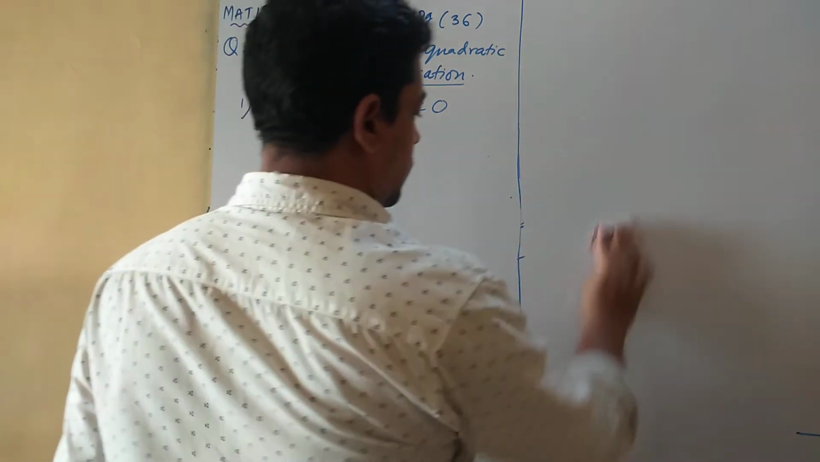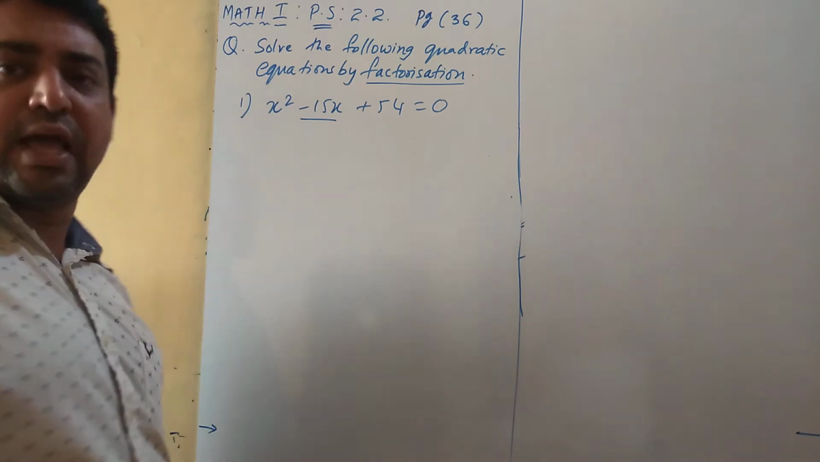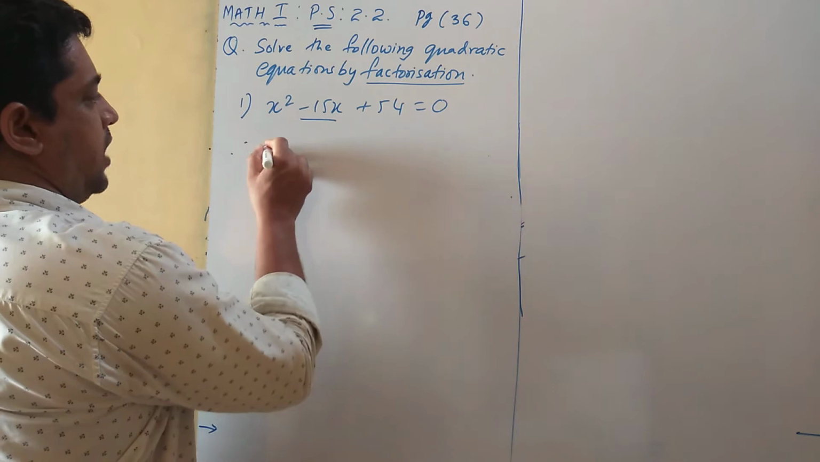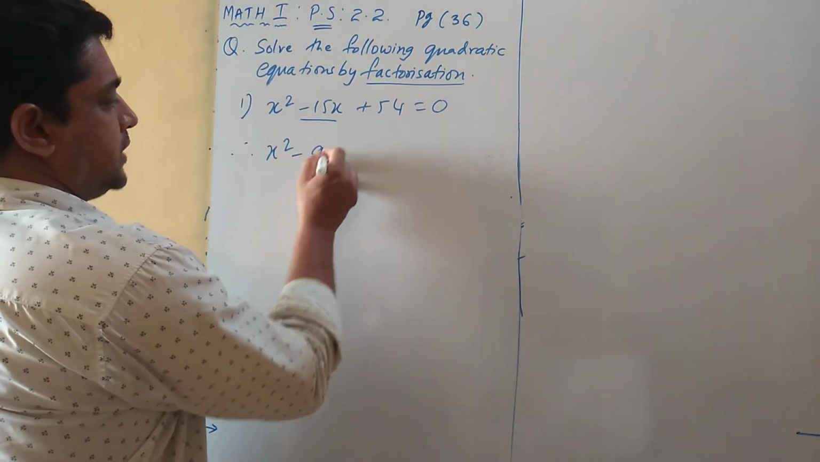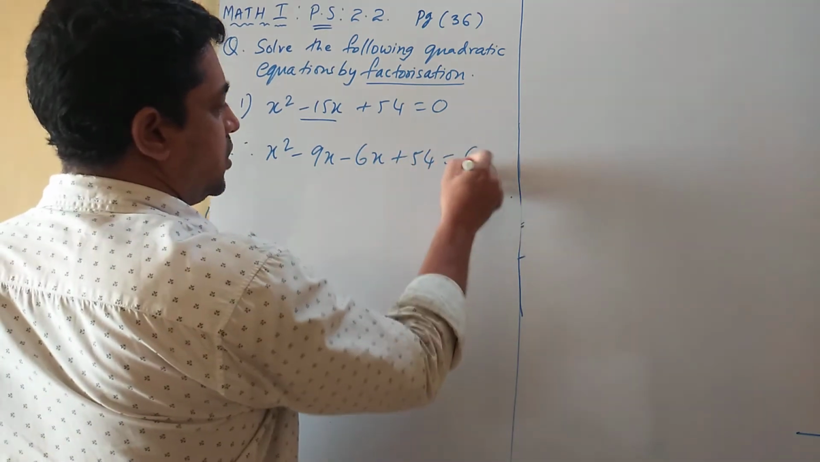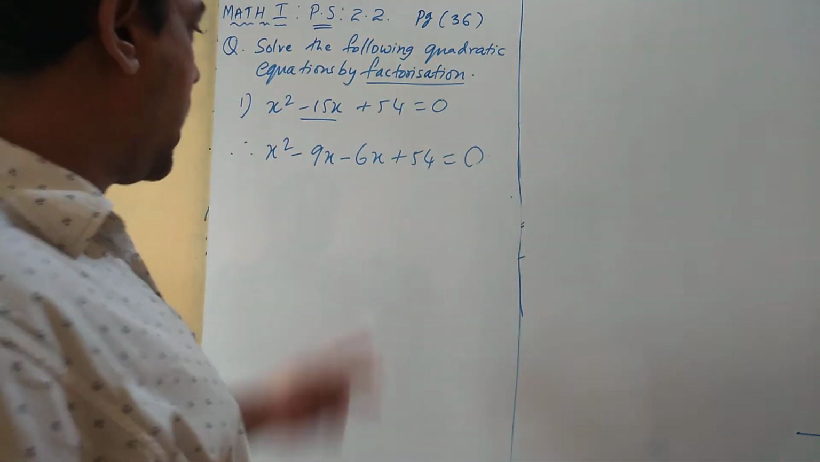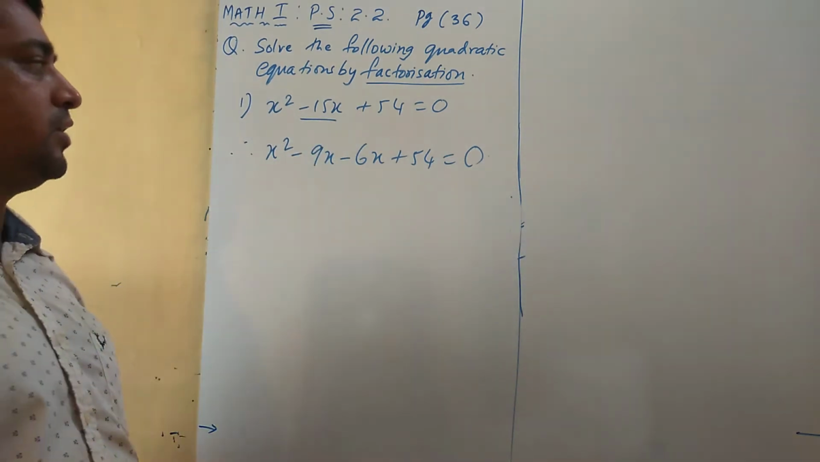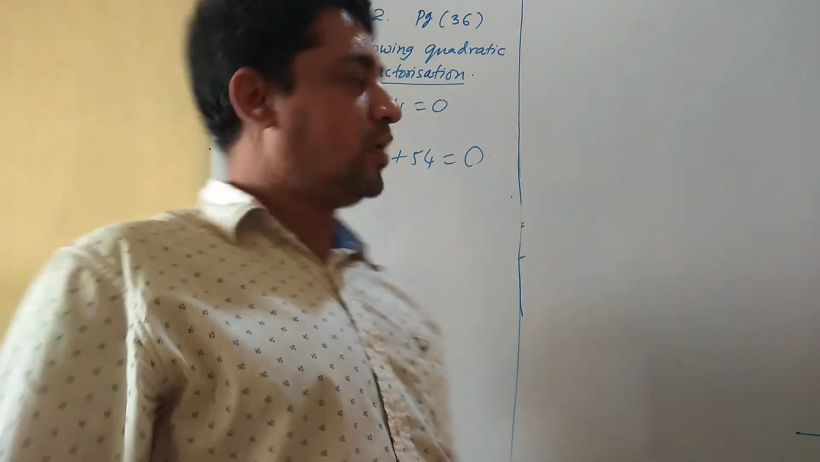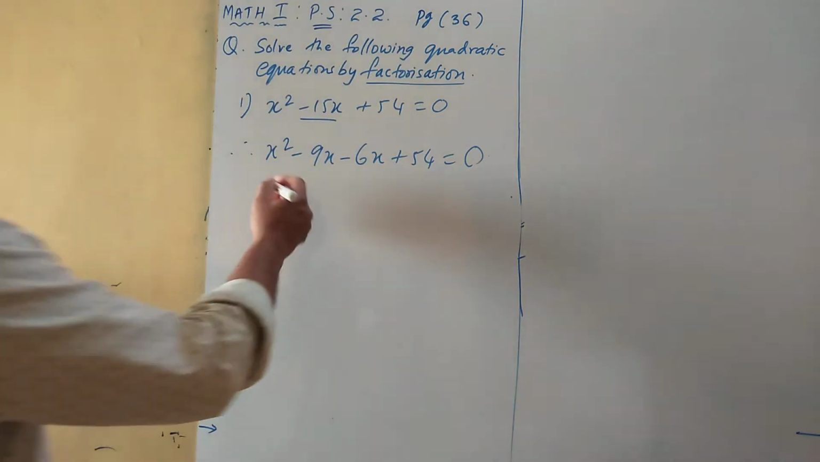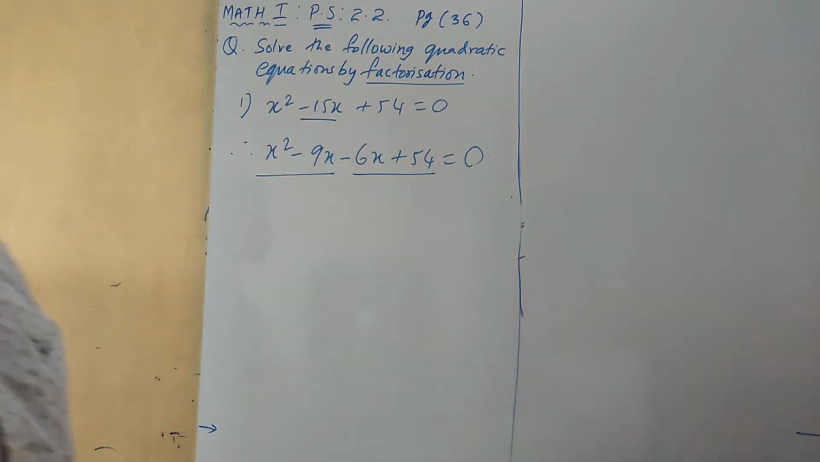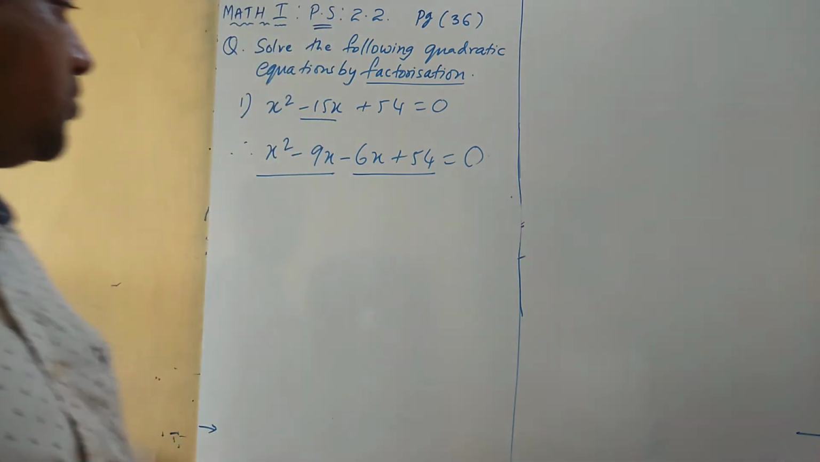So what are the numbers? Minus 9 and minus 6. Correct? So therefore x square minus 9x minus 6x plus 54 is equal to 0. So we have split it, check, I am getting minus 15, and if I am multiplying 9 and 6 I am getting positive 54. So once I got that, I'll take the next two pairs, and I'll try to find the factors.